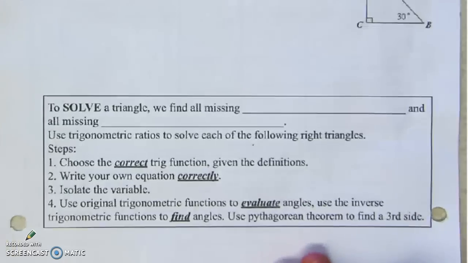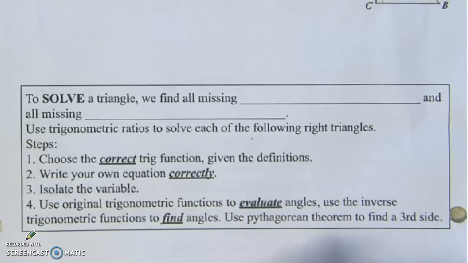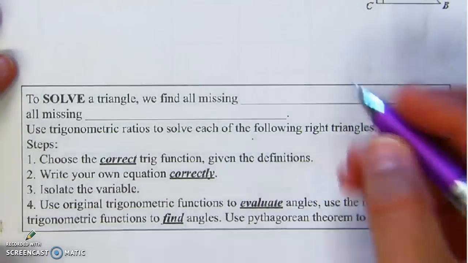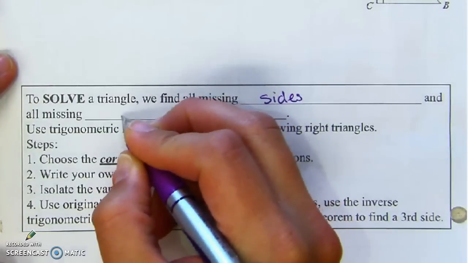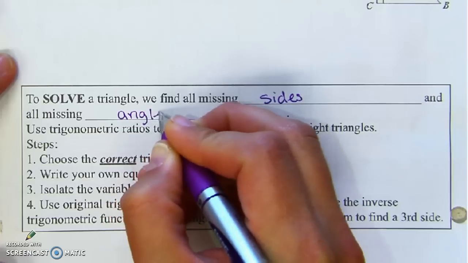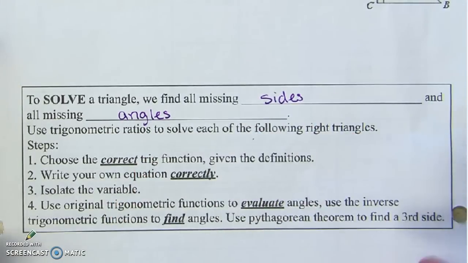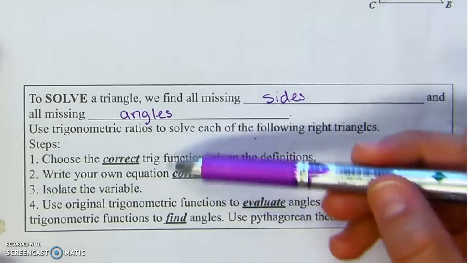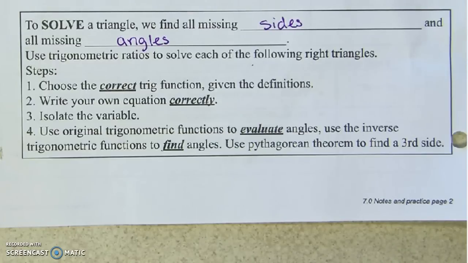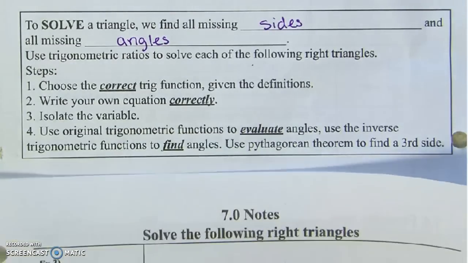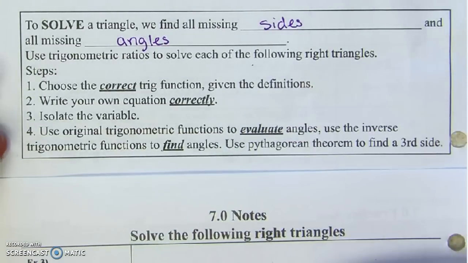to solve a triangle, it's kind of funny. It's like, how do I solve a shape? But to solve a triangle means that we find all missing sides and all the missing angles. So we always need, obviously, three sides and three angles to finish the triangle. And then this is how we use our trig ratios, sine, cosine, and tangent. So I'm going to refer to these as we do some examples.